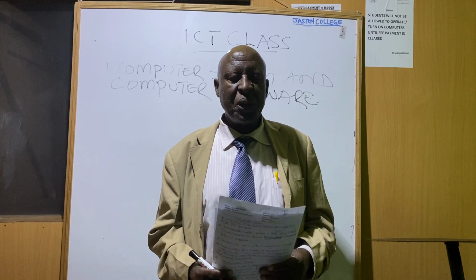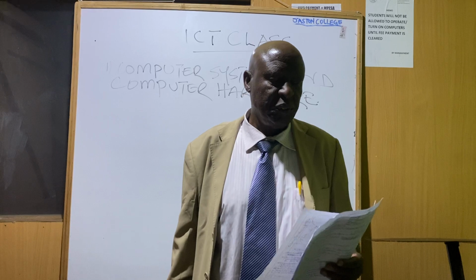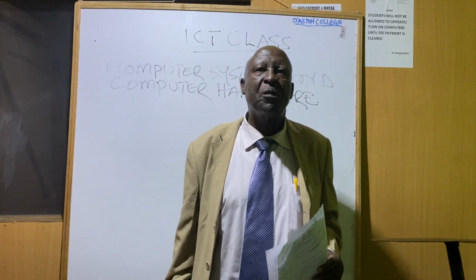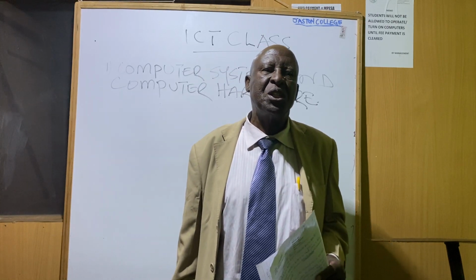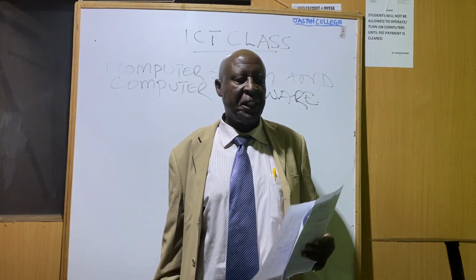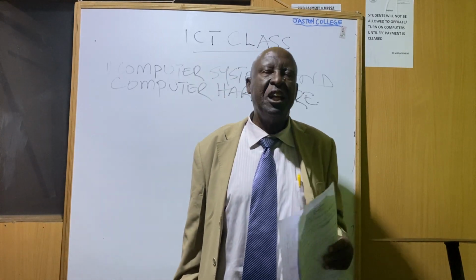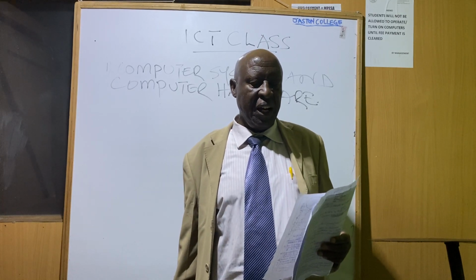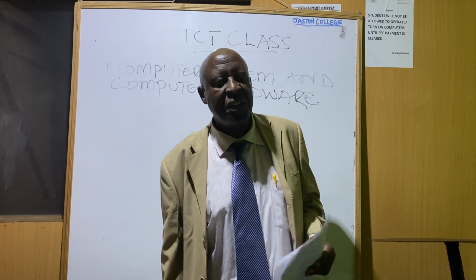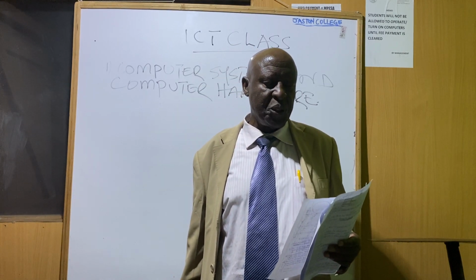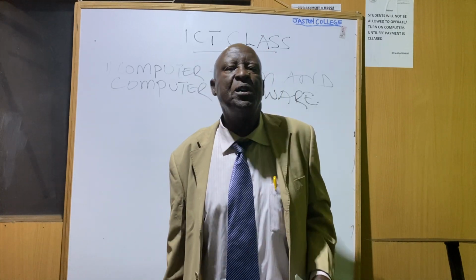Today we are going to look at computer system and computer hardware. And when we talk of computer system and computer hardware, we have to define what a computer is. A computer is defined as any electronic device that captures data, that can process data, and also that can store data and give us output in the form of information.